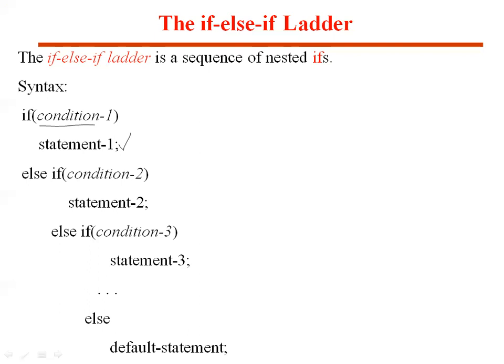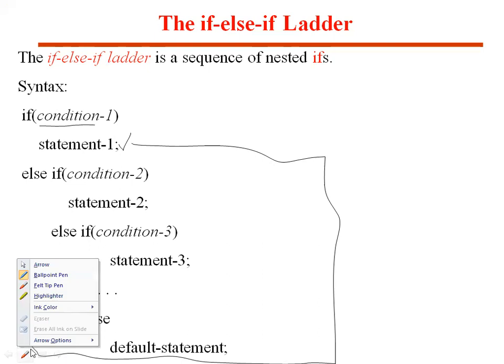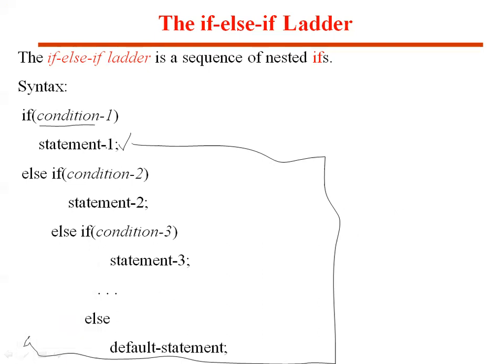Okay. So that means the rest of the ladder will be skipped, and after executing statement 1, directly the control jumps to the statement following after this else if ladder. It comes here like this. So from here directly it jumps here, skipping the rest of the ladder.